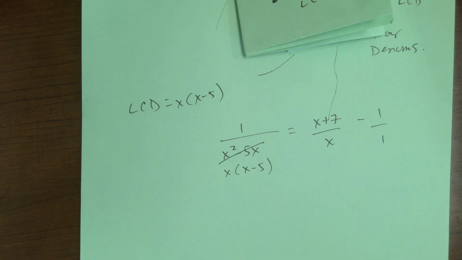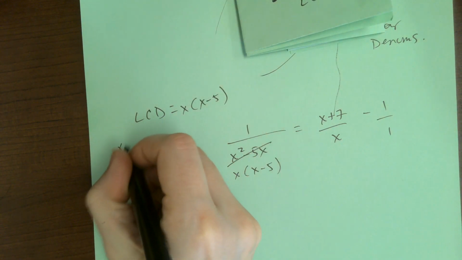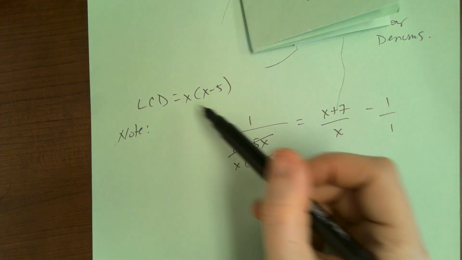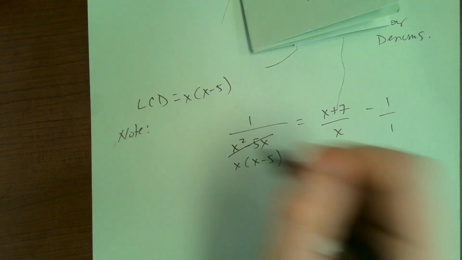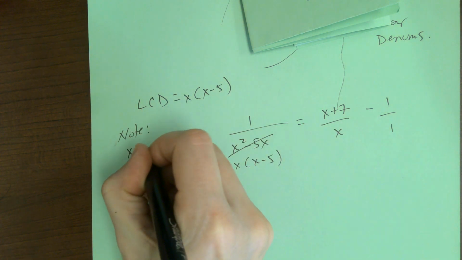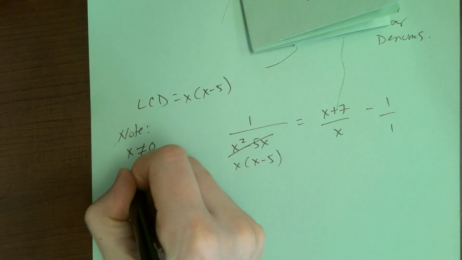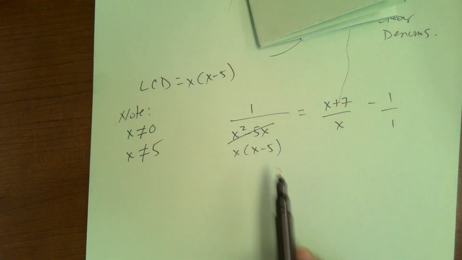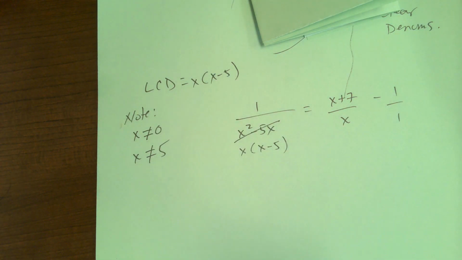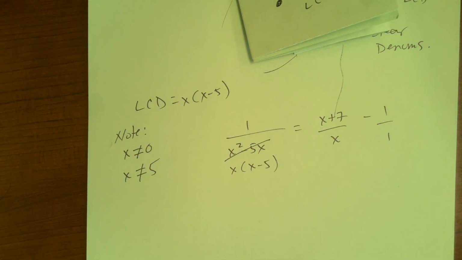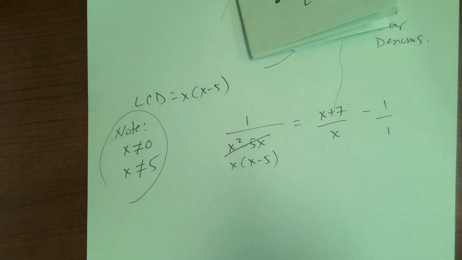All right. And I will note right here that these denominators cannot be 0. Okay. Think of the parent functions. The denominator cannot be 0. So I have these restrictions. X cannot be 0. And then also x cannot be 5 because of that. So it could happen after I clear the denominators that I end up getting one of these as a false solution. So you just have to be careful.